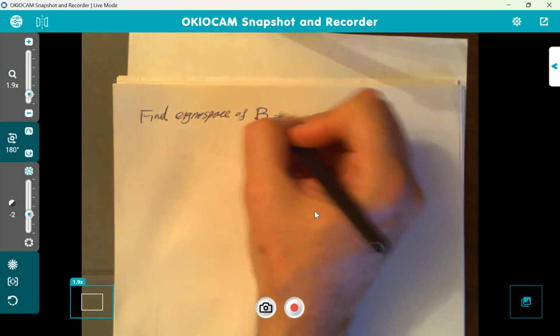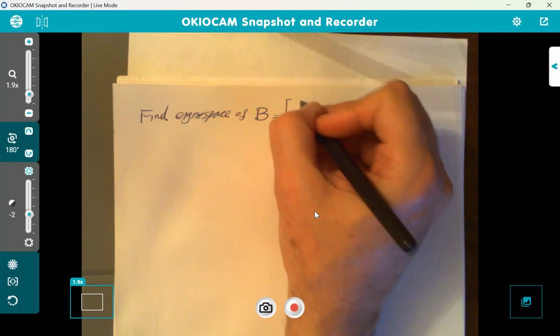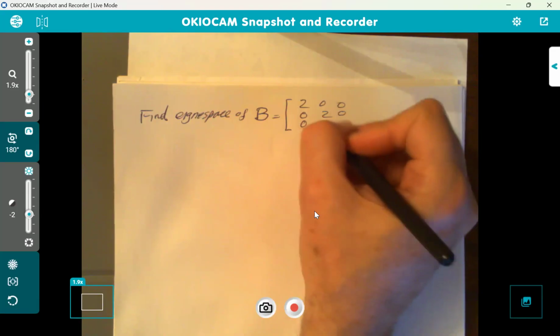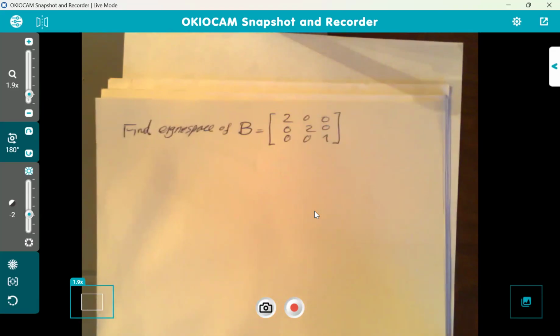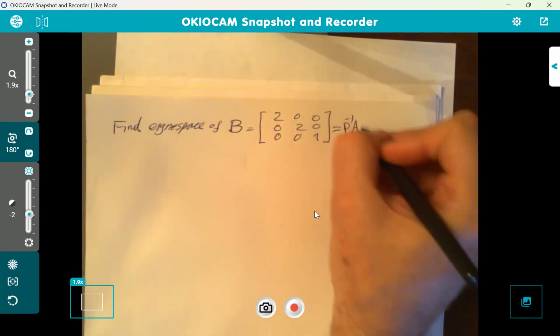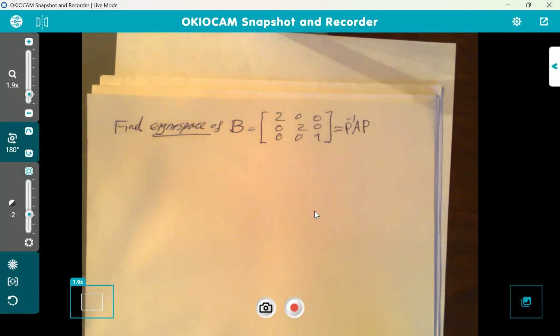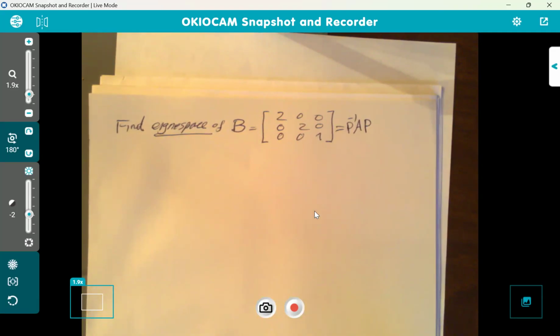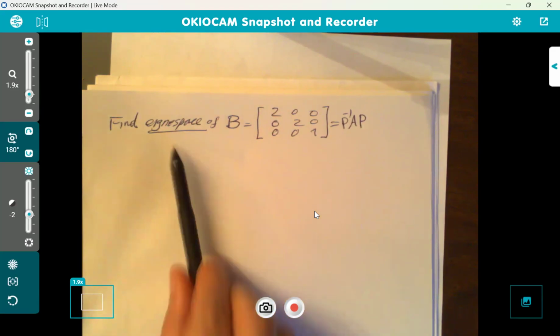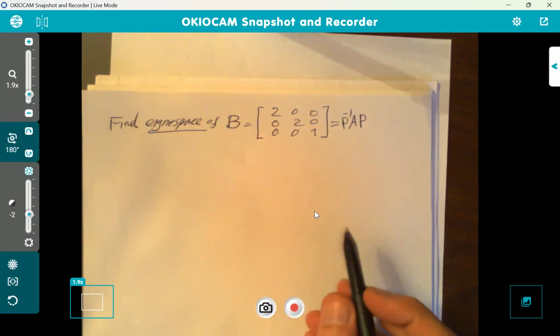B. Remember, B was the diagonalized matrix, right? And this is what B was, the one we just observed. It's 2, 0, 0, 0, 2, 0, and 0, 0, 1. That's what our B was. We want to find the eigenspace of this one. And this is indeed, again, P inverse AP. Remember, I mentioned in a note that they have all those invariant properties. Everything is the same except the eigenspace. So let's try to find the eigenspace of B.